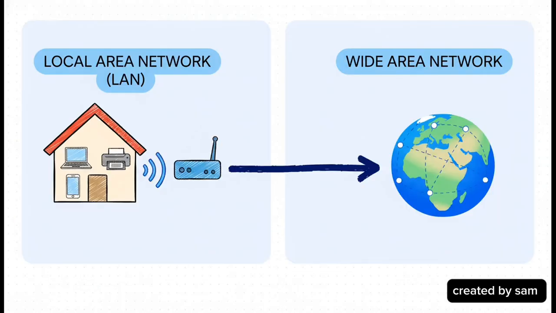So, first things first, your data jumps onto what's called a local area network, or a LAN for short. This is super simple. It's just your home Wi-Fi or your office network, the thing connecting all your nearby devices. But to go any further, it has to connect to a wide area network, or WAN. And that is the big picture, the network that connects devices across cities, countries, and even continents.